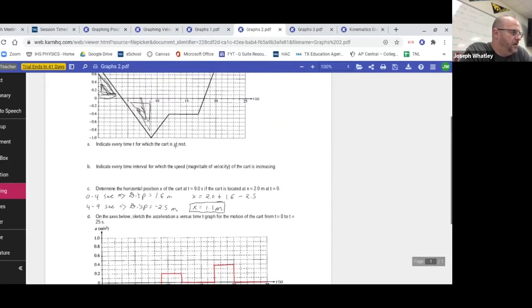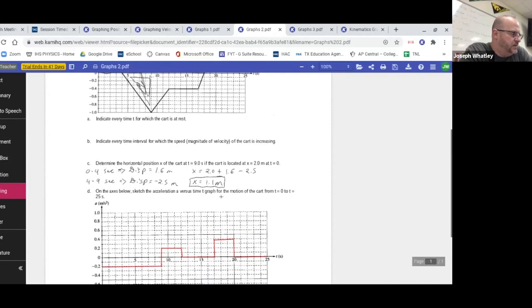Then what happened? Well, it stopped. The slope is 0. The velocity was constant until 17 seconds. So my slope is constant at 0 until 17 seconds, because my slope was 0, so my acceleration is 0.